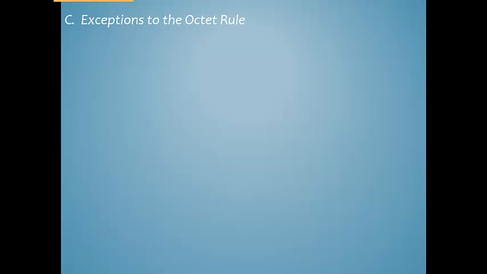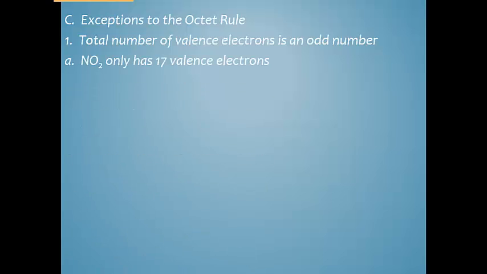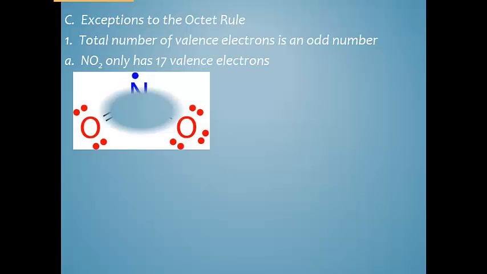Now, if we look at some of our exceptions, we do have some, and as you practice, you'll see some more that don't always meet the octet rule. But in general, sometimes there's an odd number. So for example, if you have NO2, NO2 adds up to 17 valence electrons, so there's no way that everything can have an octet when you don't have an even amount. You have to have an even number in order to get those 8. So sometimes that happens. This is the way NO2 would look.